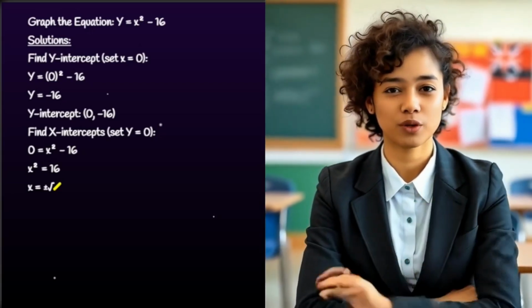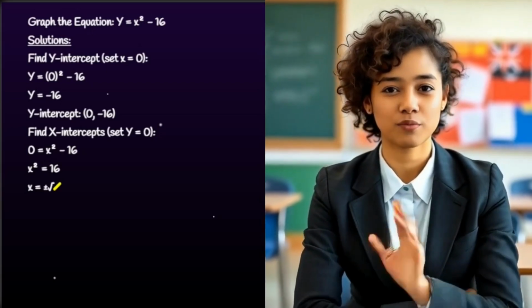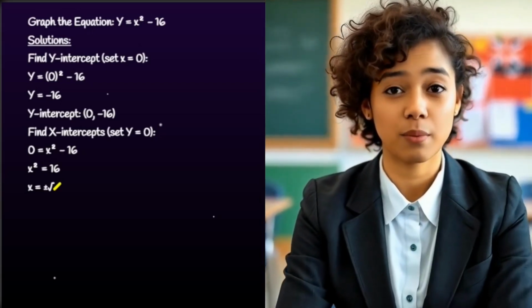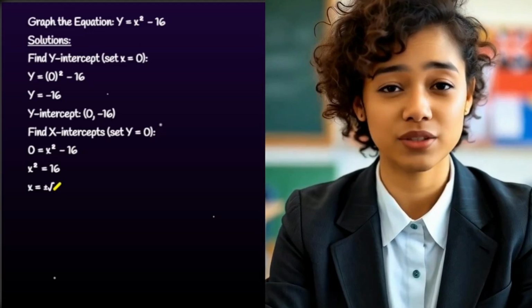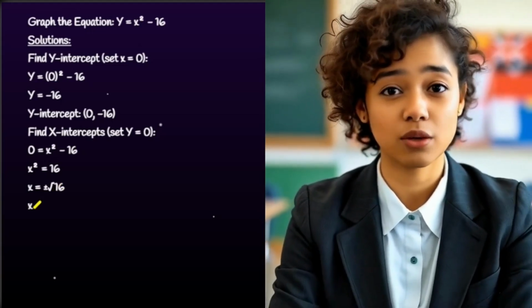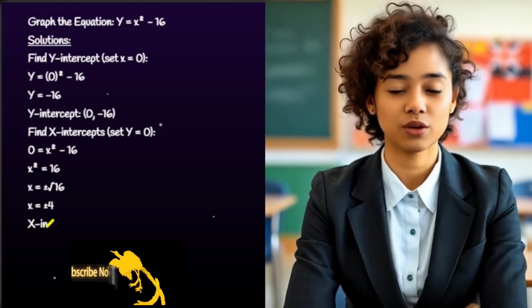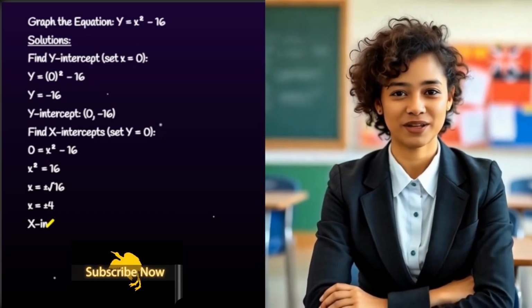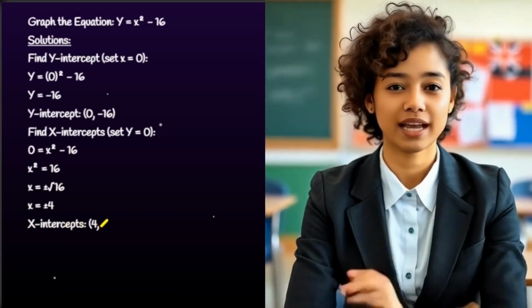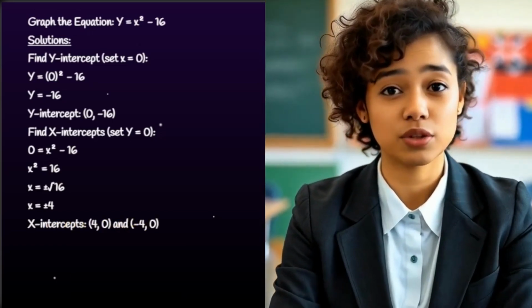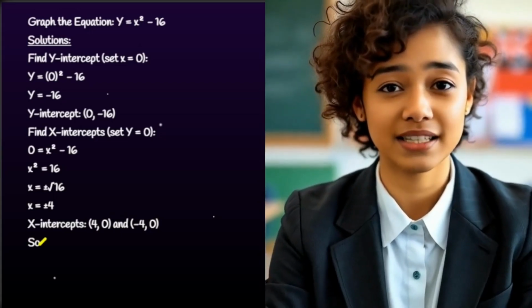Now here's the important part: when we take the square root of both sides, we have to remember both the positive and negative roots. That gives us x equals plus or minus 4. So we found the x-intercepts at the points (4, 0) and (-4, 0). These are the two spots where the graph cuts across the x-axis.